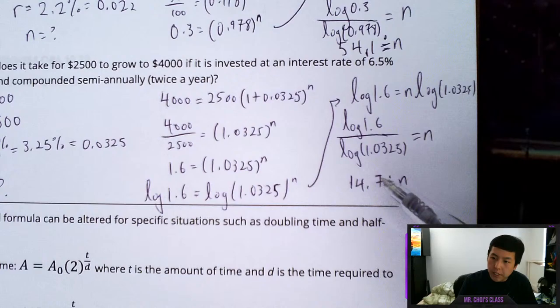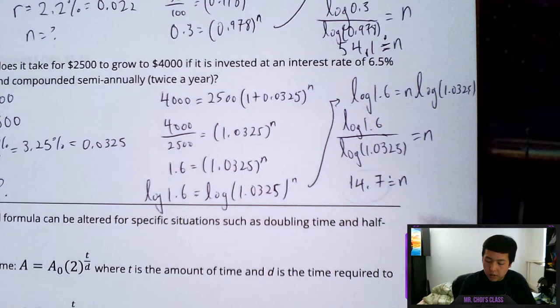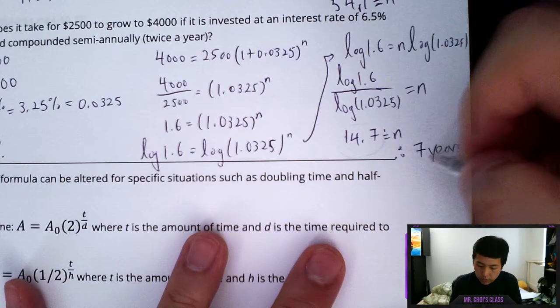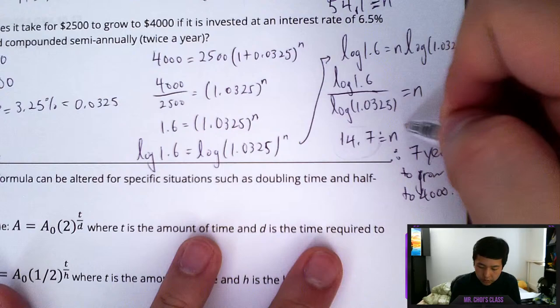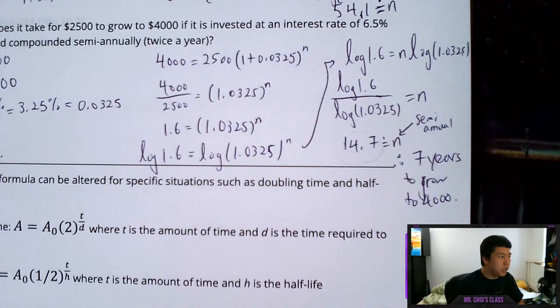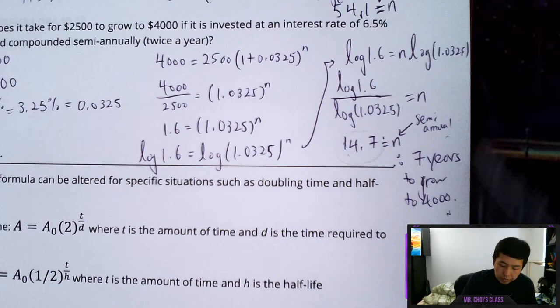Okay, now this is how many times for twice a year, right? So 1 would be 1/2 of a year, 2 would be 2/2 of the year. So this is 14.7 as half years, which means it would take approximately 7 years to grow to 4,000. Okay. So this is semi-annually, because that's what it was said here at the beginning. So we need to convert it back to years. And so if that's 14 times semi-annually, that must be 7 times annually.